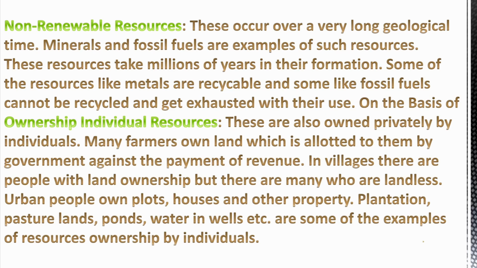These are also owned privately by individuals. Many farmers own land which is allotted to them by government against the payment of revenue. In villages, there are people with land ownership, but there are many who are landless. Urban people own plots, houses, and other property. Plantation, pasture lands, ponds, water in wells, etc. are some of the examples of resources owned by individuals.